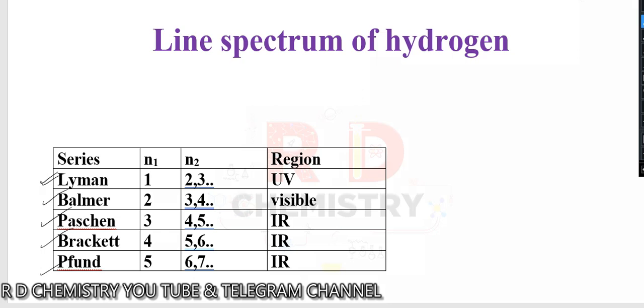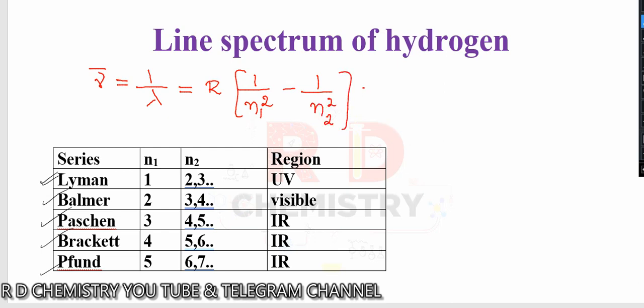We have the formula to find out the wave number, which is nu bar is equal to 1 by lambda, where lambda stands for the wavelength, is equal to the Rydberg constant into 1 by n1 square minus 1 by n2 square into the atomic number Z square for any other element containing one electron. Okay. Now, what are n1 and n2?